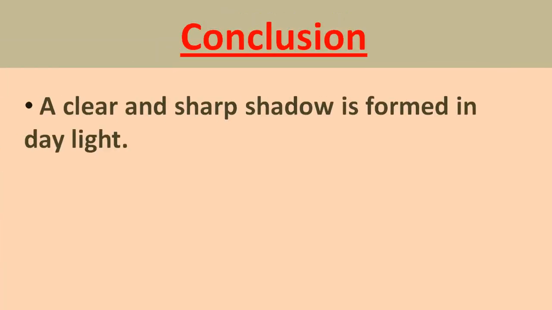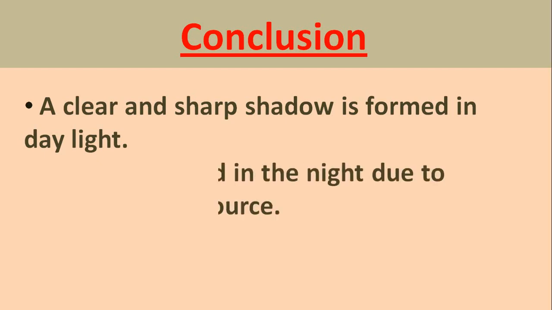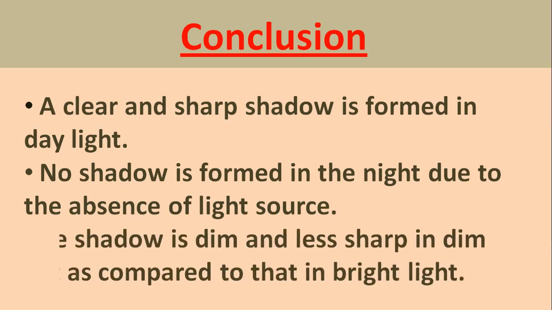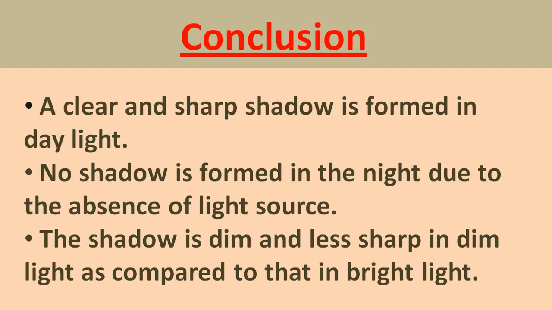So the conclusion from this activity is that a clear and sharp shadow is formed in daylight. No shadow is formed in the night due to the absence of a light source, and a shadow is dim and less sharp in dim light as compared to that in bright light. So it is clear from the above activity that during day the shadow is sharpest, while during night no shadow is formed. And the shadow depends upon the intensity of light. Means in dim light the shadow is also dim, and in bright light the shadow is also sharp and clear.